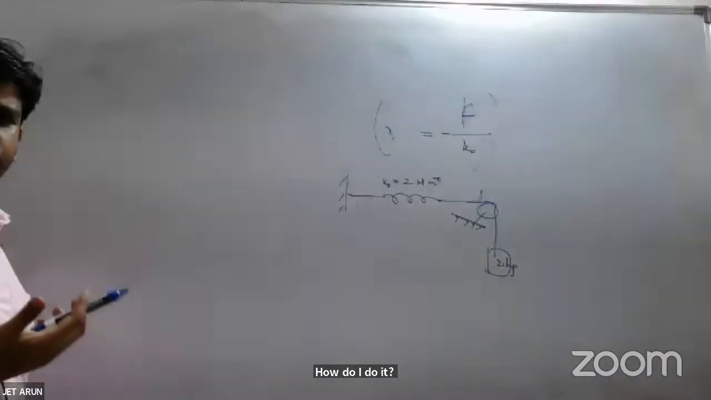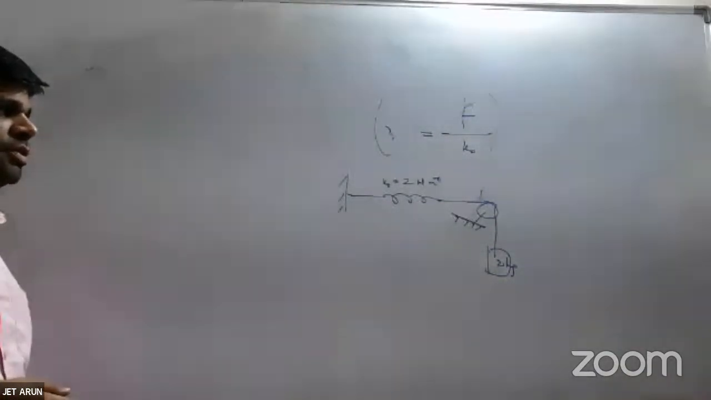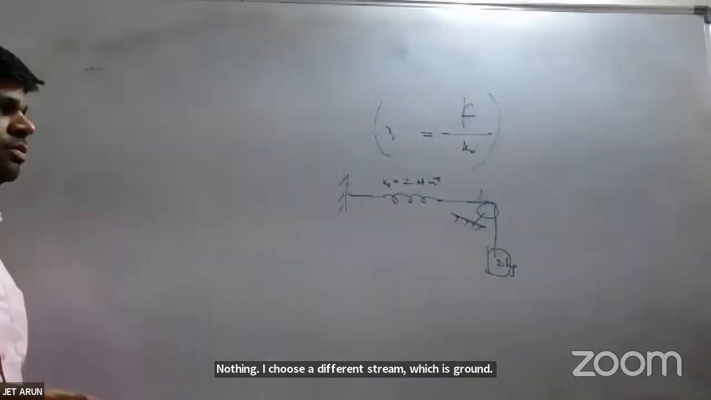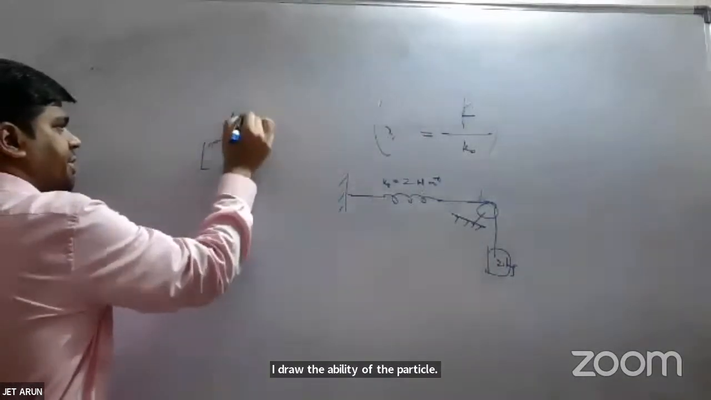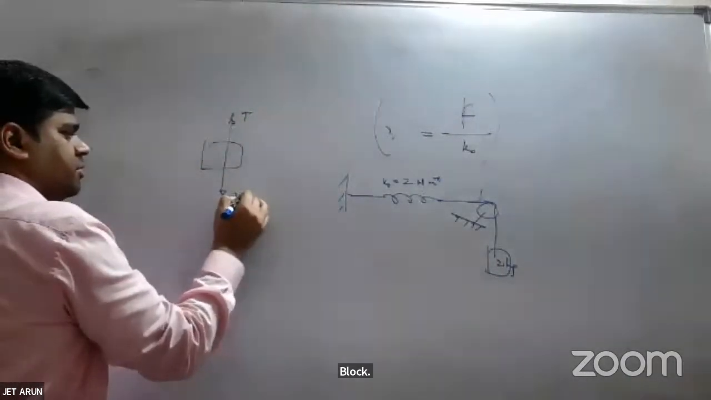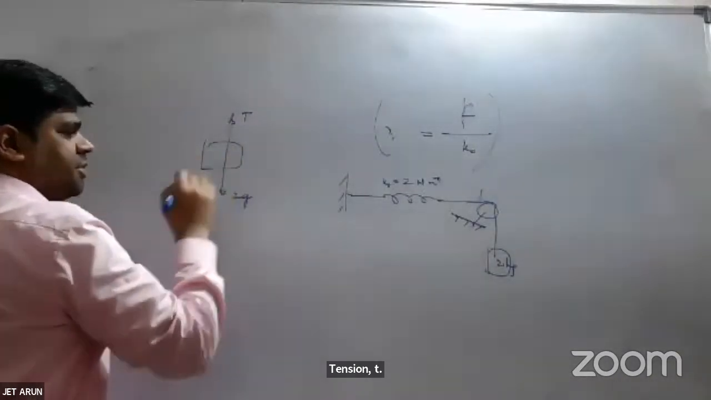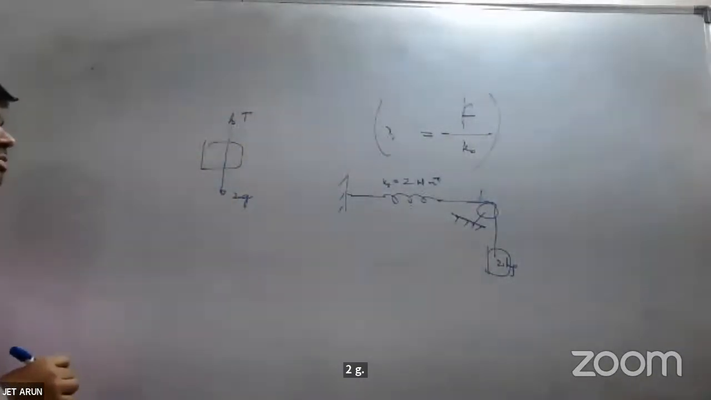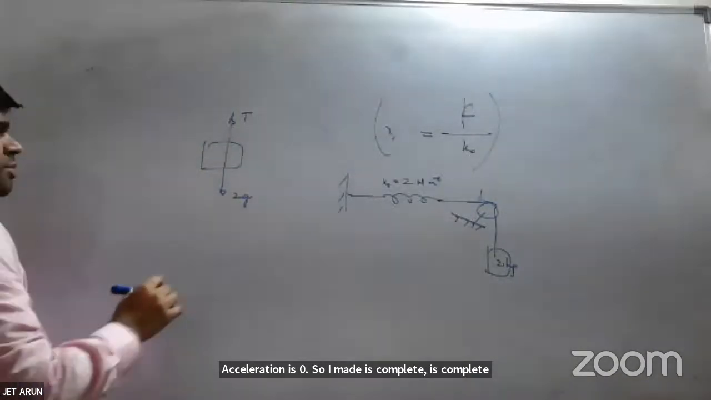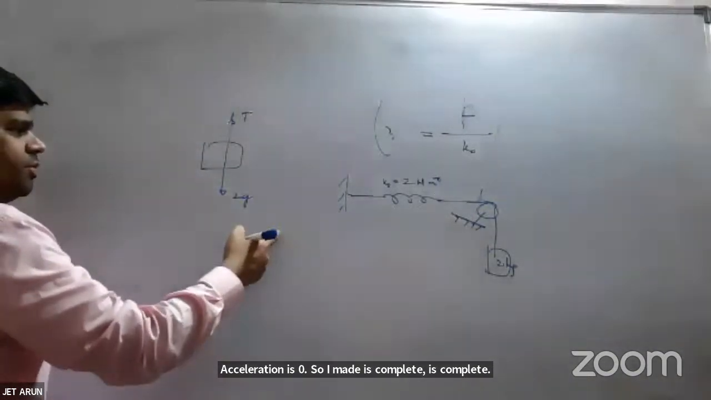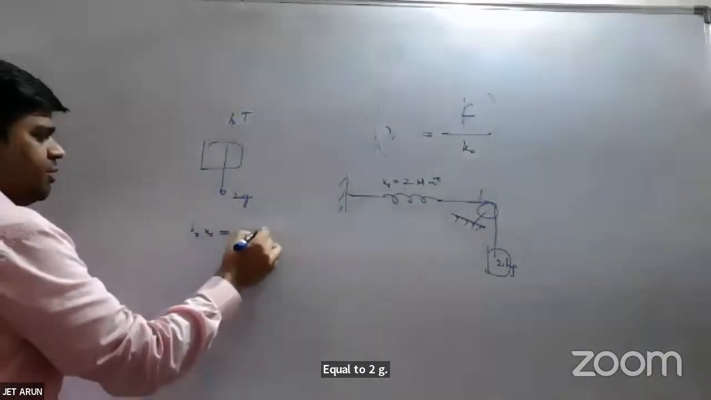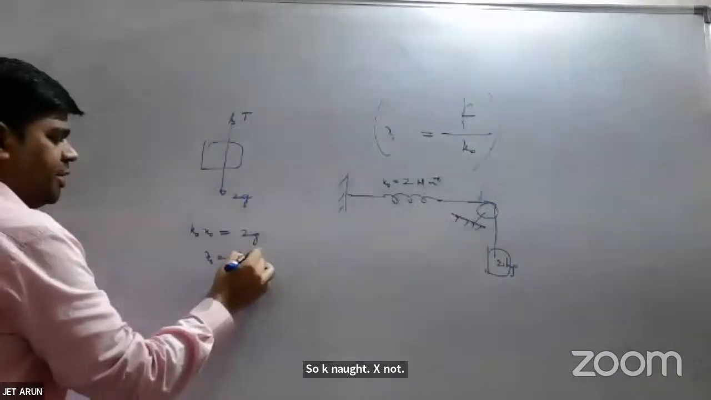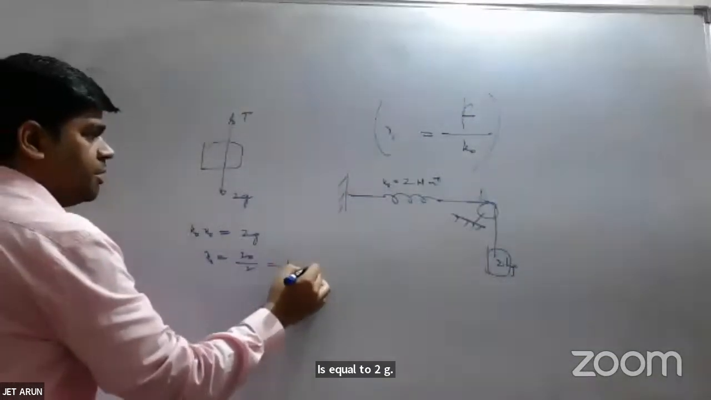I choose a reference frame, which is ground. There's no accelerated reference frame here. I draw the FBD of the block: tension T, 2G, acceleration is 0, so the FBD is complete. So T minus 2G equals 0, T equals 2G. So K naught X naught is equal to 2G.